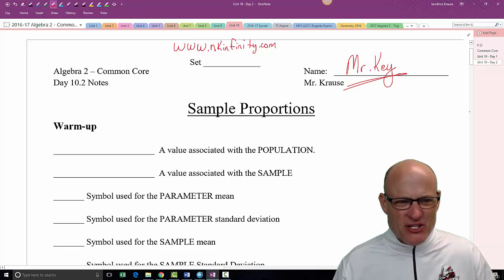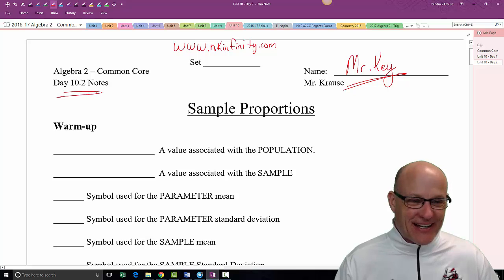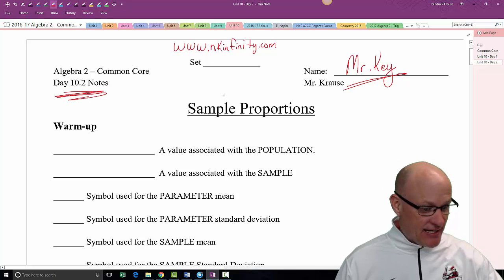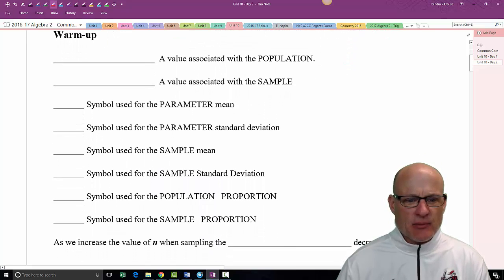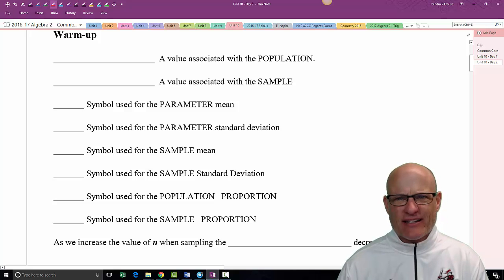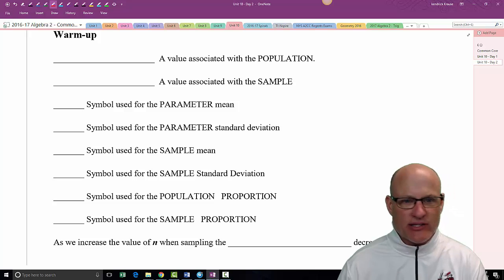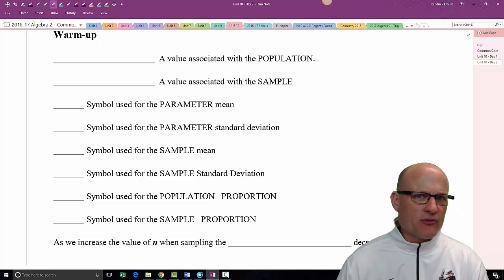Today is day 2 of Unit 10, last unit. Oh my God, I keep thinking about that. Oh, it's so much fun. Anyway, day 2 of the last unit. This is a warm-up. Let me pause that right there. If you pause that right there, you should be able to go through and answer those questions based on what we talked about yesterday. So pause this face.